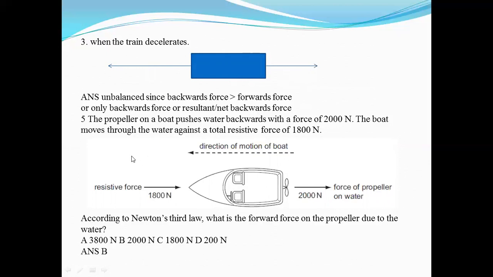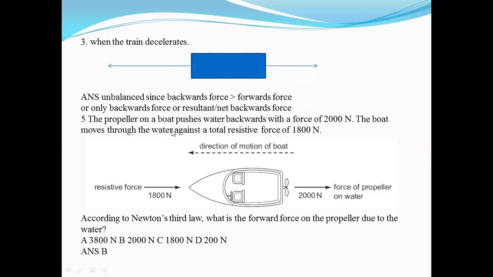Question number 5. The propeller on the boat pushes water backward with a force of 2000 Newton. The boat moves through the water against a total resistive force of 1800 Newton. The situation is shown in the diagram. According to Newton's third law of motion, what is the forward force on the propeller due to the water? The force exerted will be equivalent to 2000 Newton, because action and reaction are equal in magnitude but opposite in direction.